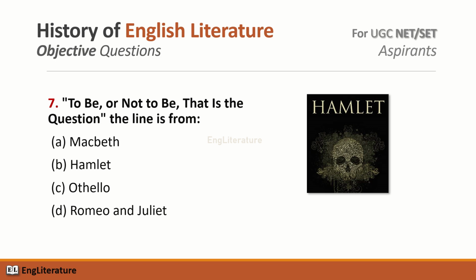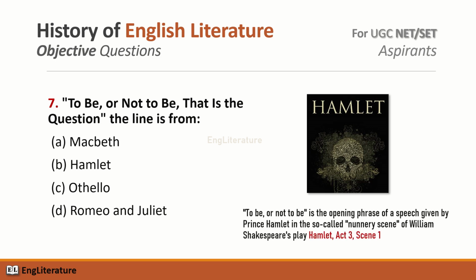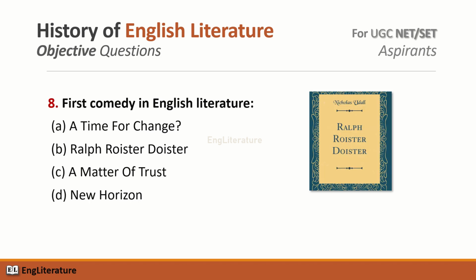To be or not to be, that is the question. The line is from the opening phrase of a speech given by Prince Hamlet in the so-called nunnery scene of William Shakespeare's play Hamlet, Act 3, Scene 1. Here the right choice is number B. The line to be or not to be, that is the question, is taken from Hamlet.